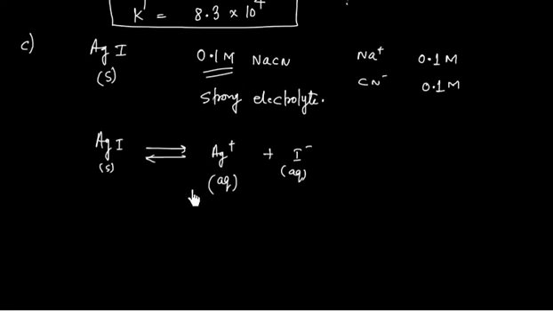Now there are two ways to increase the solubility of AgI. Either we remove Ag+ or we remove I-. If I remove Ag+, this equilibrium will shift to the right side, so more AgI will dissolve in this solution. To remove Ag+, we can form a complex.